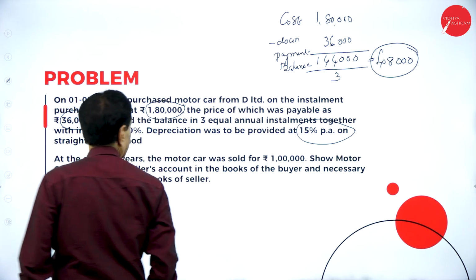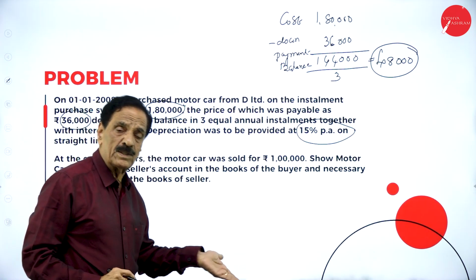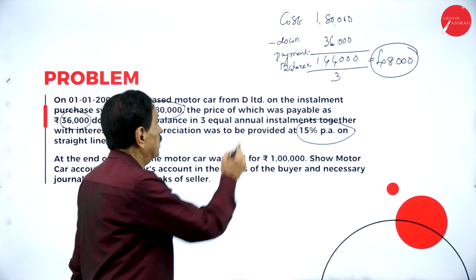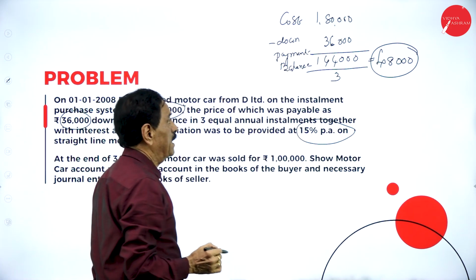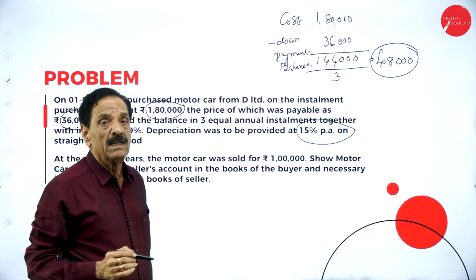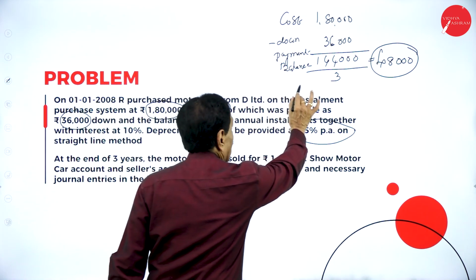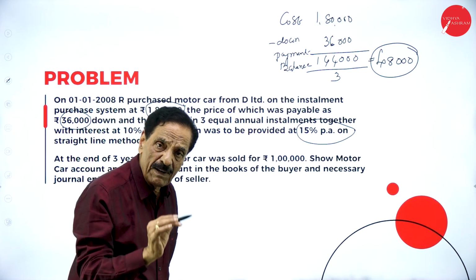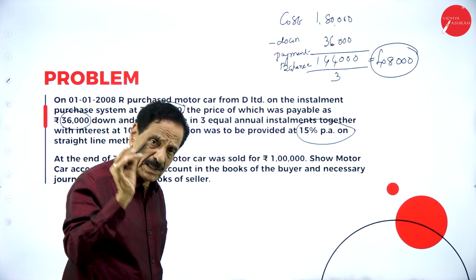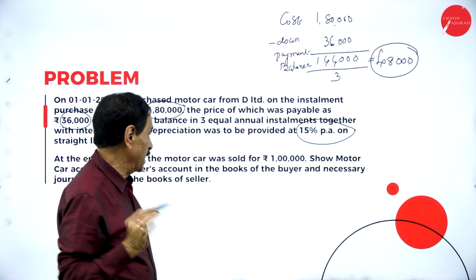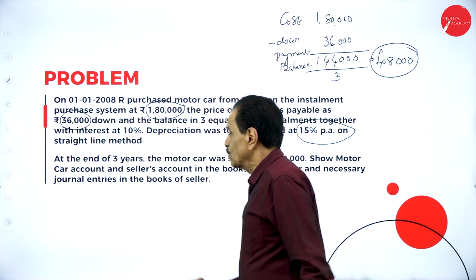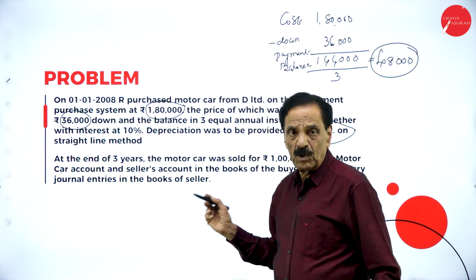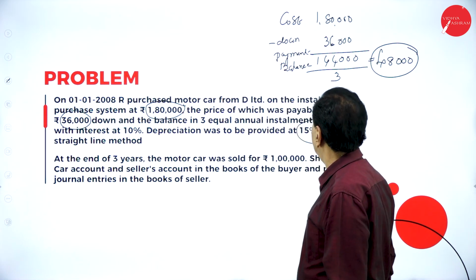Every installment he has to pay 48,000 plus interest. What's the total cost price? 1,80,000. How much down payment? 36,000. Balance is 1,44,000 divided by 3 is 48,000. Every year he pays 48,000 plus interest. But here the motor car was sold at the end of the 3 years, for rupees 1 lakh. I will show how to do it in the ledger account.